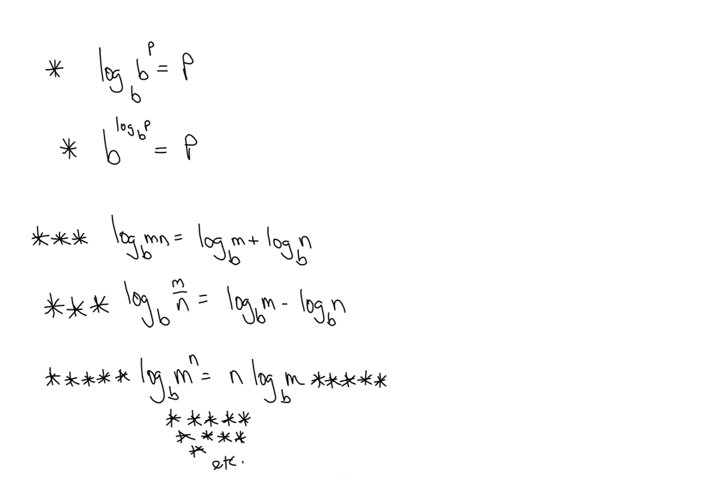This property, guys, is really the whole reason we care about logarithms. If this property did not exist, we really wouldn't care about logarithms. Because this is the one that allows us to take an exponent that is a variable and make it so that the variable is no longer an exponent.